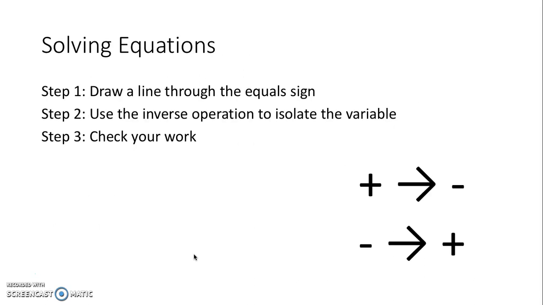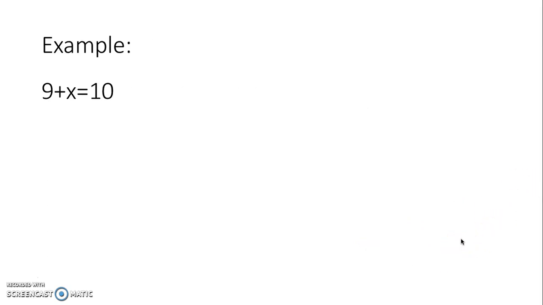All right, so solving an equation. Here are the three steps that I like to use. Step 1, draw a line through the equal sign. Step 2, use the inverse operation to isolate the variable. And step 3, check your work. I included these little things down here just to remind us what the inverse operation is. So if we are adding or have a positive, we are going to subtract or do the negative. If we have a negative or a subtraction, we're going to do the opposite, which is adding. Easy as that. Let's take a look at some examples.